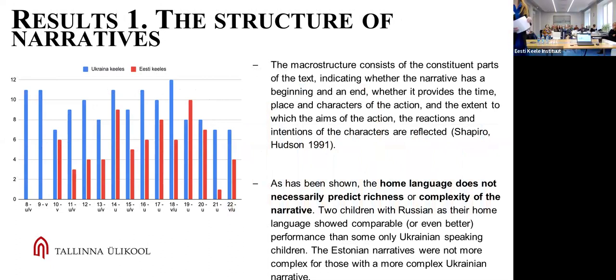When we look at the results, we see that home language does not necessarily predict richness or complexity of the narrative. The dual first-language children got 0 points in Estonian, because in their narratives there are no goals, no attempts, and so on. We also see that good narrative skills in L1 Ukrainian do not predict good results in Estonian. But if our sample size were bigger, then we would see a statistical difference, and we can assume that L1 gives some good results to Estonian narratives.